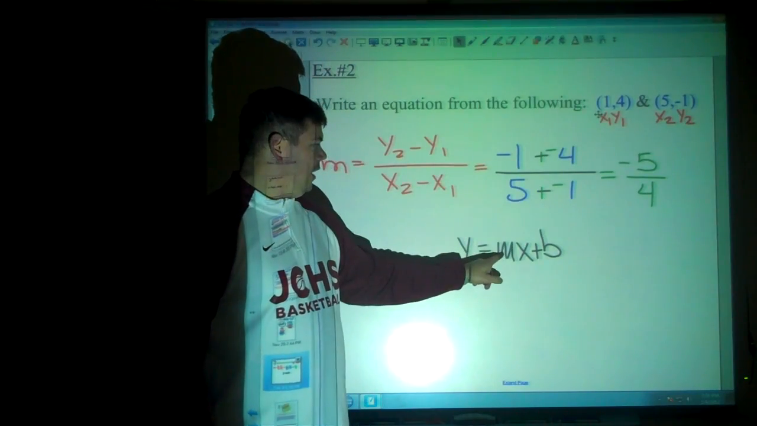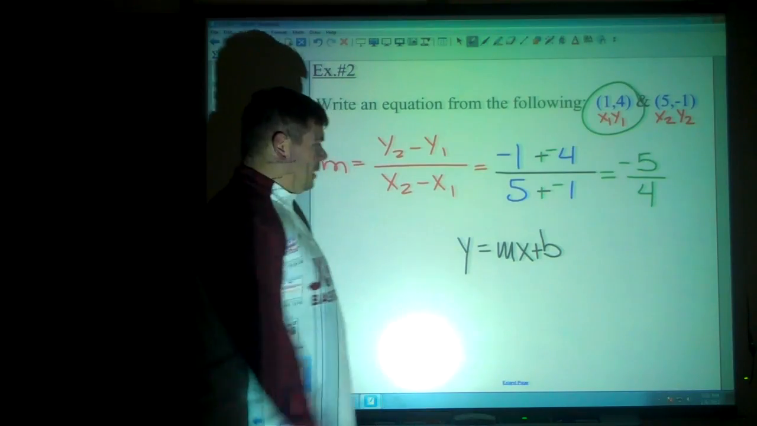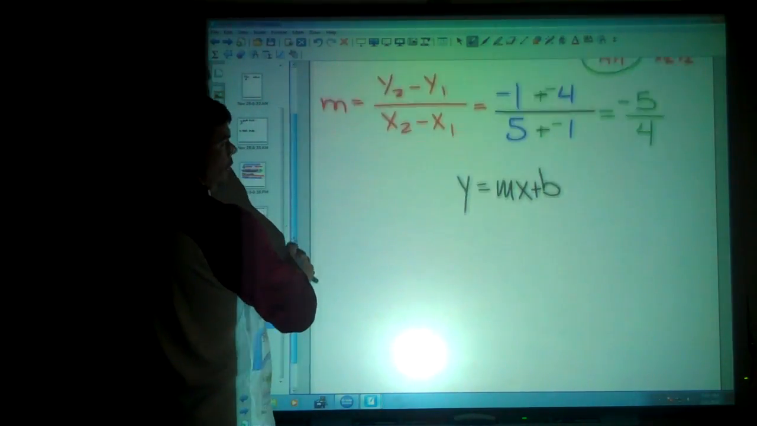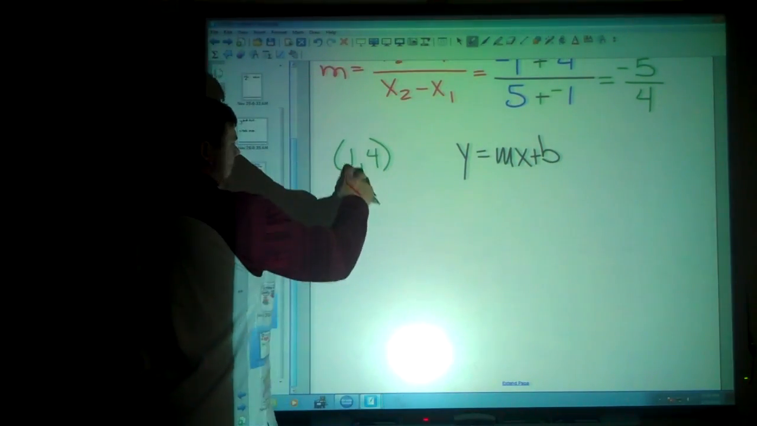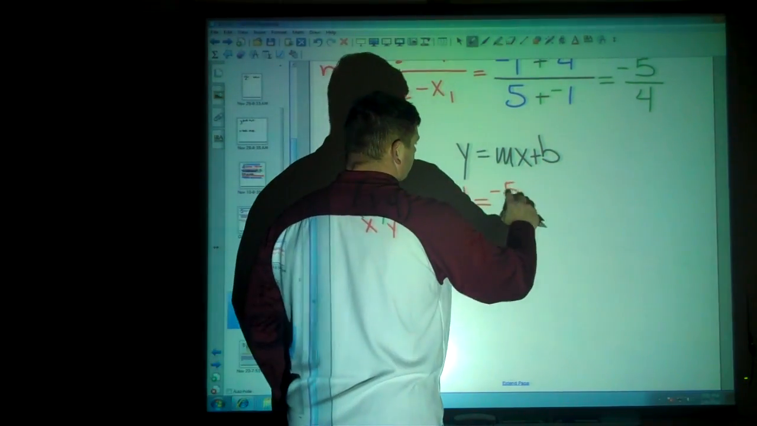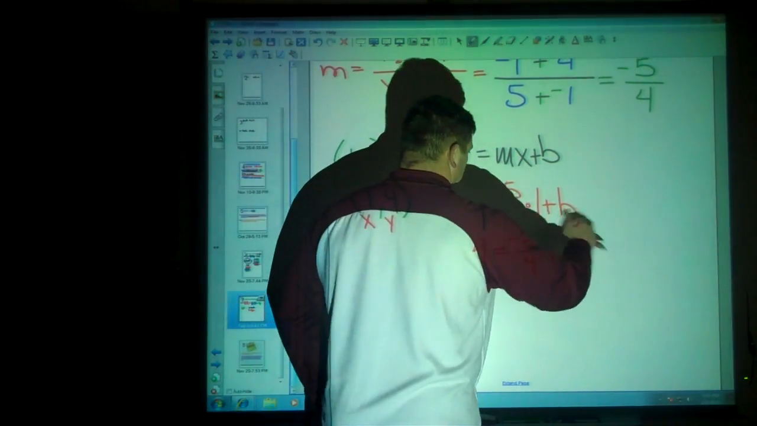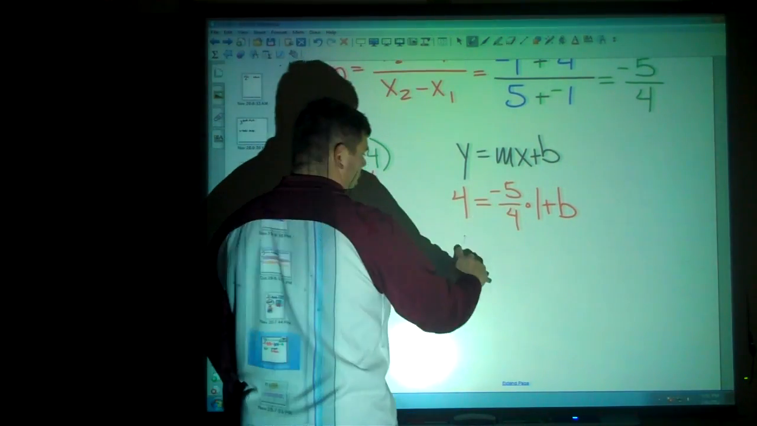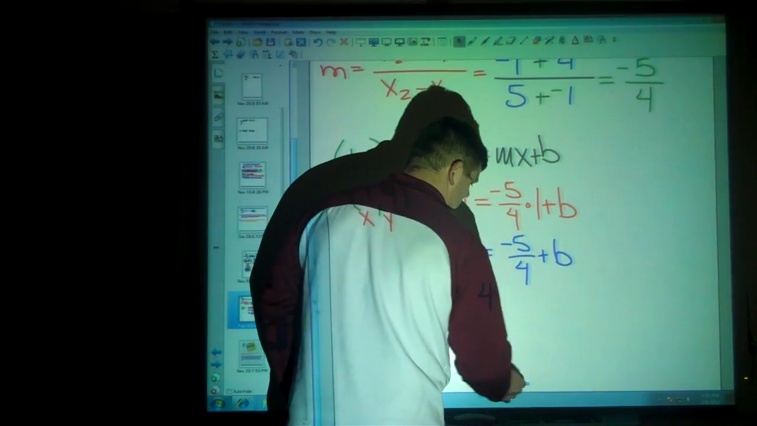I'm going to use that slope here and one of the coordinates. It does not matter which one. So I'll just pick the one that has the positives. So I'm using the coordinate 1, 4. If you recall, that's x, that's y. So I'm going to say 4 equals -5/4 times my x value of 1 plus b. When you multiply -5/4 times 1, you get -5/4 plus b.